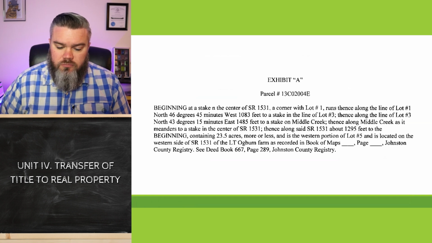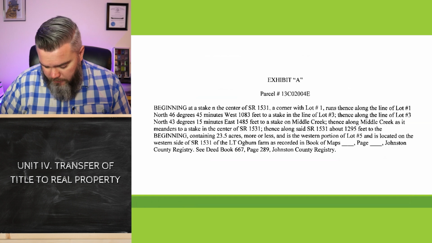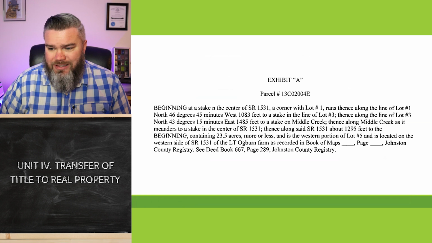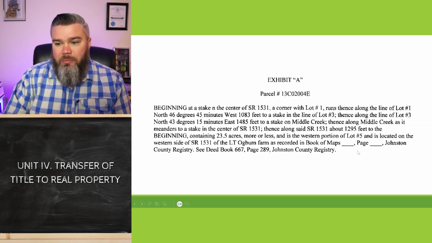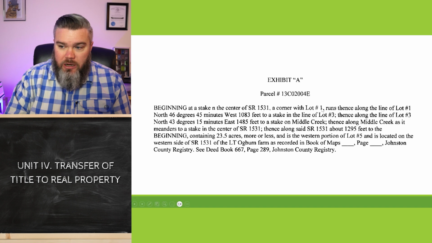Legal description. Be more specific. Government, whatever the word is, survey system. Nope. Jack got it. It is the metes and bounds legal description, folks. There's not townships. There's not sections. It is minutes, degrees, directions, right? The list of words. So point of beginning at a stake in the center of SR 1531, a corner with lot number 1. There's your point of beginning.